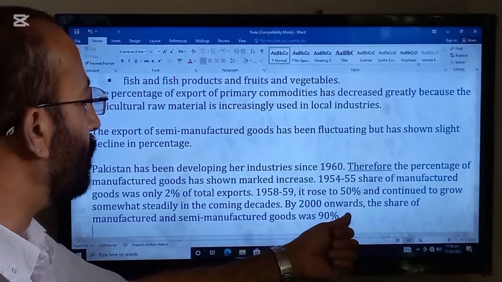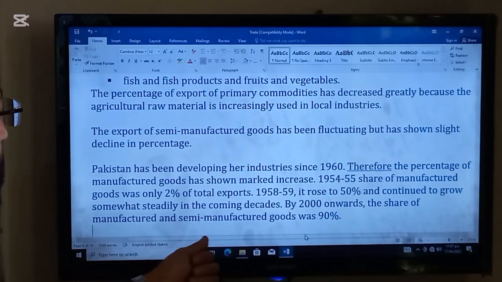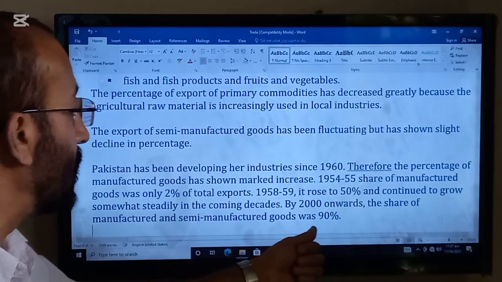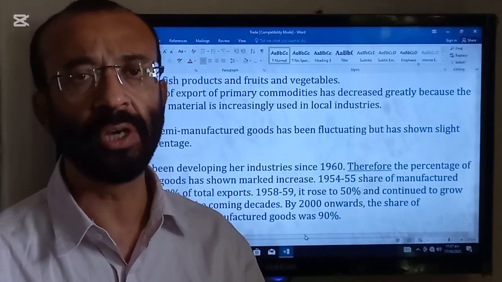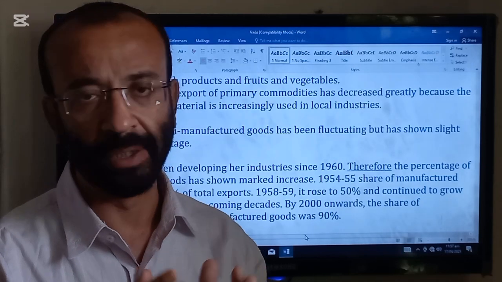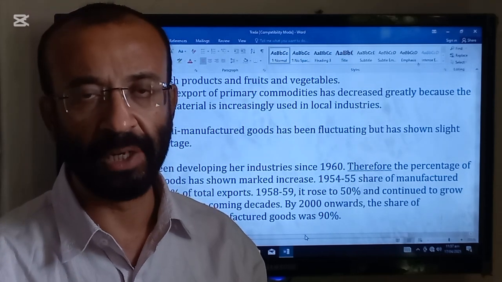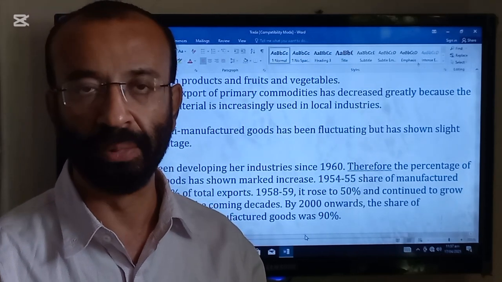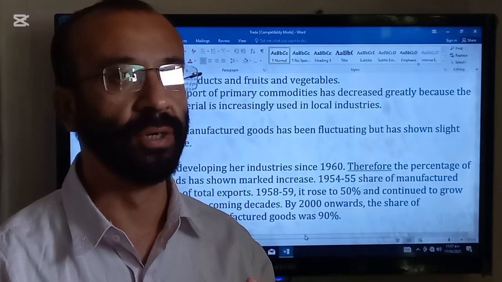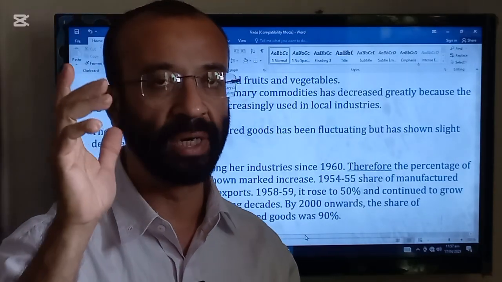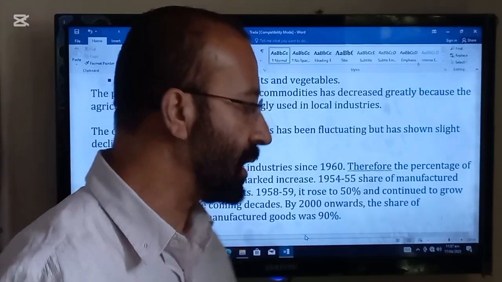By 2000 onward, the share of manufactured and semi-manufactured goods was 90%. So now the percentage of raw material and semi-finished goods has declined in our export list, and the percentage of finished goods is increasing in our export list because industry is improving in Pakistan now.